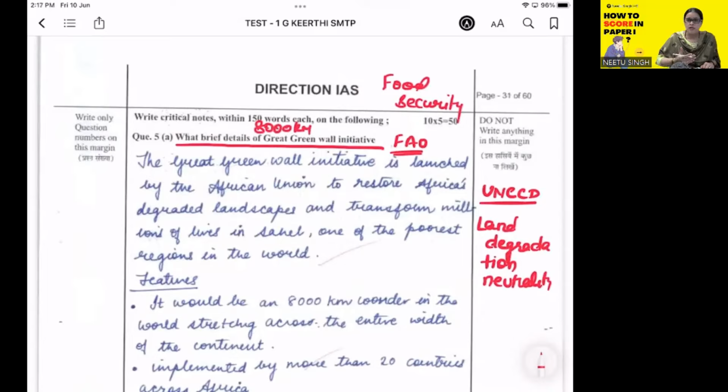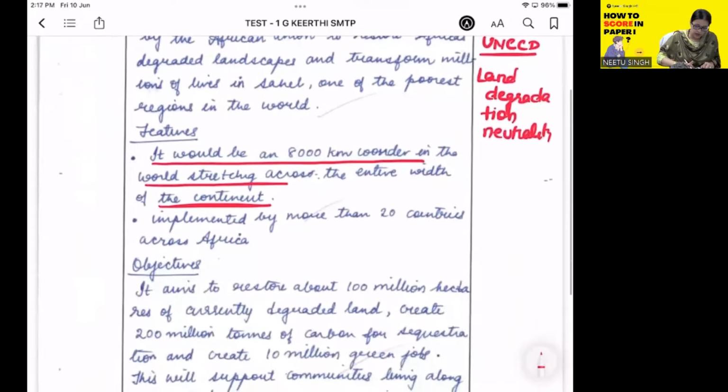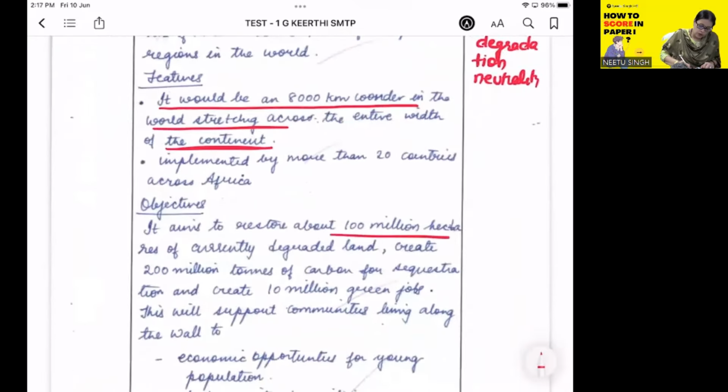And if you're writing an answer on it, again, the introductory reference should be what this Great Green Wall Initiative is. It is an African regional initiative to create a green belt in Sahel. It has come into limelight because FAO and UNCCD have given it recognition. Apart from it, you can see that this particular candidate has written this conventional thing about the Great Green Wall Initiative. And what is the objective? That we want to restore 100 million hectares of degraded land, which will create green jobs, carbon sink, and so on. So are we not adding UNFCCC?